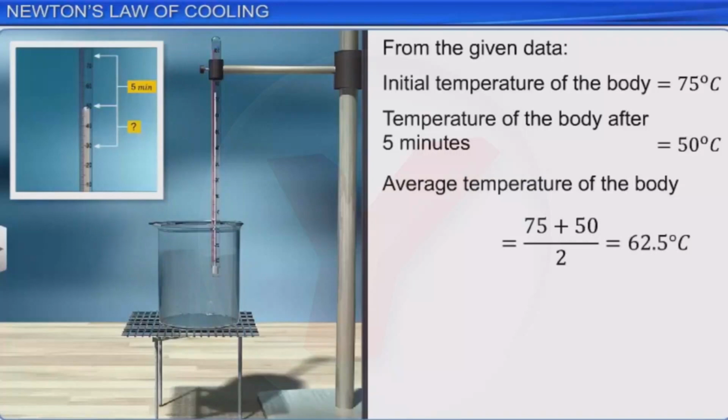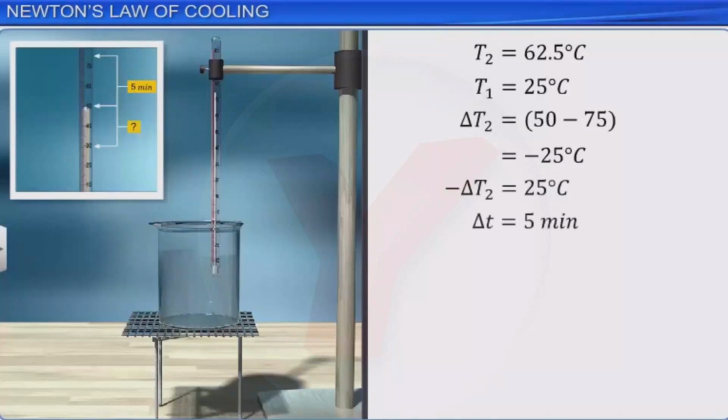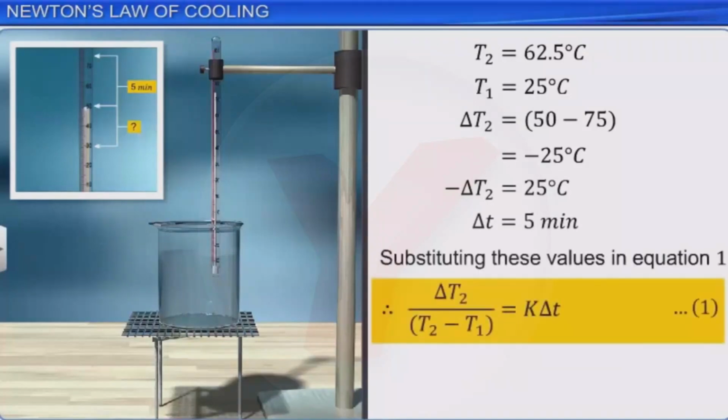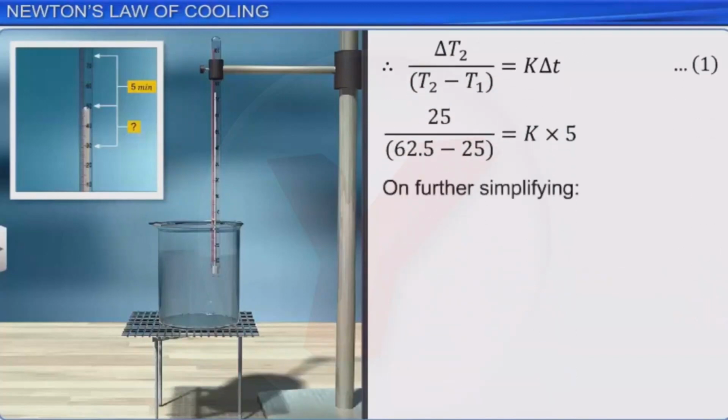Delta T2 is equal to minus 25 degrees Celsius. Minus delta T2 is equal to 25 degrees Celsius. Delta T is equal to 5 minutes. Substituting these values in equation 1, we get 25 by 62.5 minus 25 is equal to K into 5. On further simplifying, we get K is equal to 5 by 37.5.